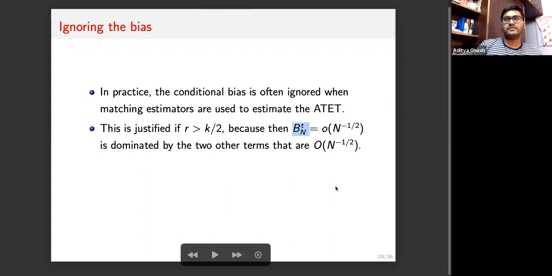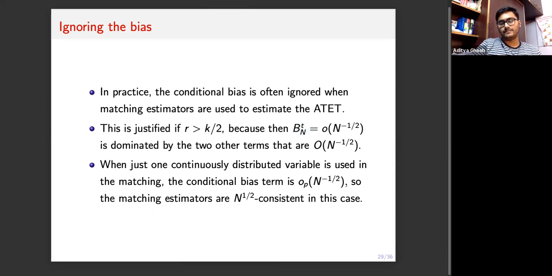So if you forcefully assume that your r is sufficiently large, so you are assuming on one hand that n naught, the size of the control group, is larger than n1 power r, and then you are assuming that r is greater than k by 2. Under these two assumptions, you can say that, well, it will be little o of n to the power minus half, and then it will be dominated by the other two terms, and then the standard procedures will apply, right?